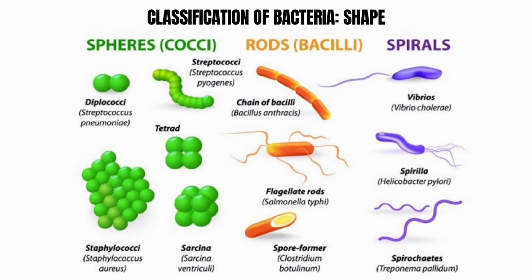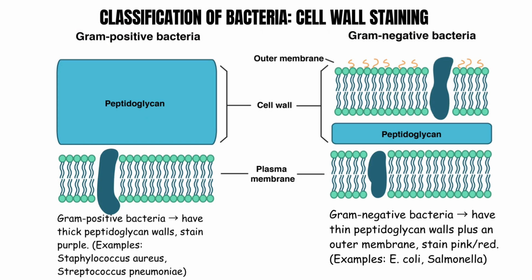Moving over to the next classification, we can classify bacteria based on cell wall staining. Bacteria are made up of a cell wall, which of course gives the bacteria its shape, whether spherical, a rod, or a spiral shape. This cell wall contains special molecules called peptidoglycan. So the classification based on cell wall staining gives us the gram-positive and the gram-negative.